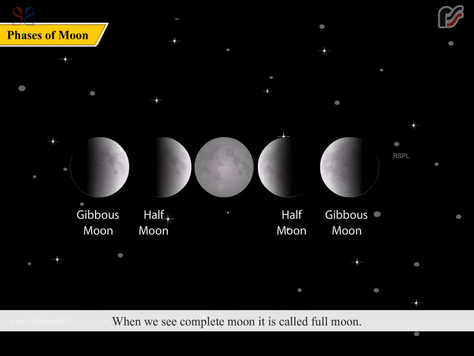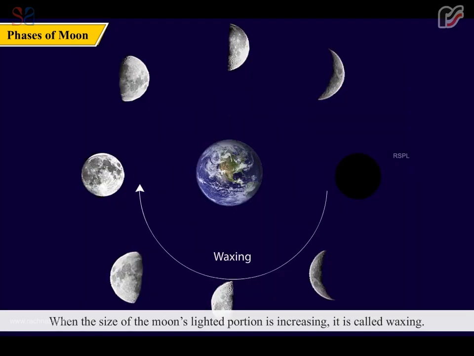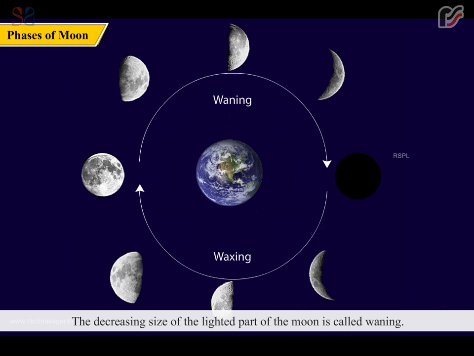When we see the complete moon, it is called full moon. When the size of the moon's lighted portion is increasing, it is called waxing. After full moon day, the cycle becomes reverse and the size of the lighted portion starts decreasing again and appears as gibbous moon, half moon, crescent moon, and a new moon respectively. The decreasing size of the lighted portion of the moon is called waning.